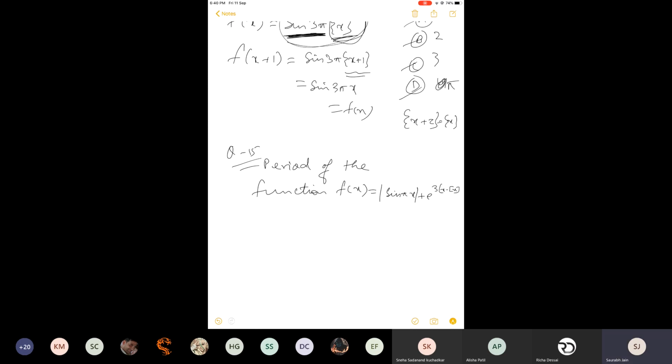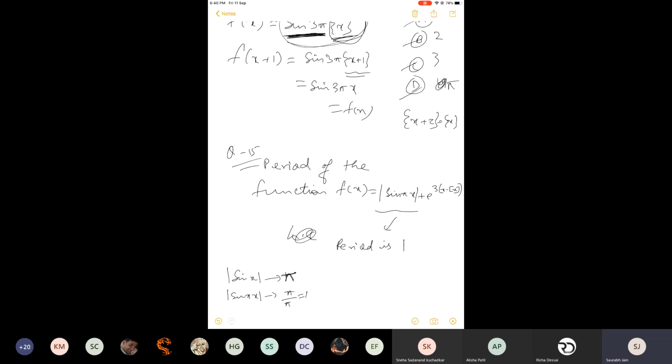x minus greatest integer. Okay, can anyone tell me the period of this function, the first one? Period of mod sin pi x is 1. Yes, that's correct. Good. Because mod sin x has period pi. This is a standard result, so mod of sin pi x will have period T by mod a, that is 1. This is the reason.